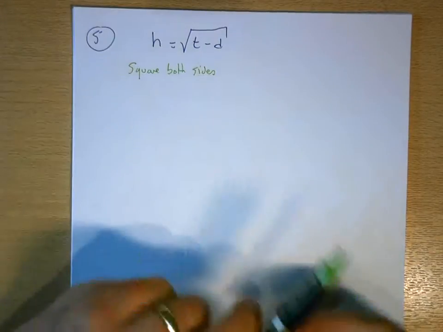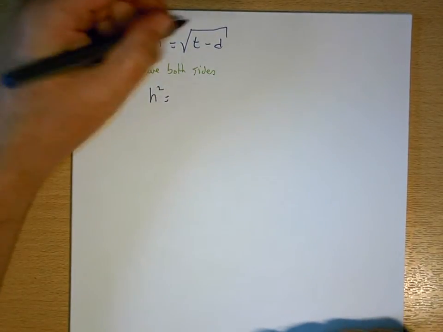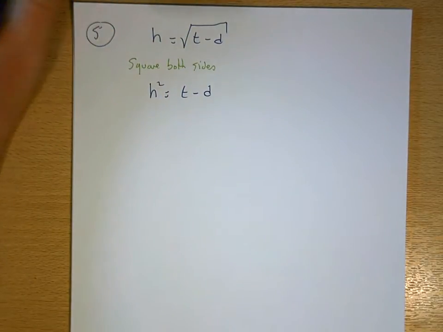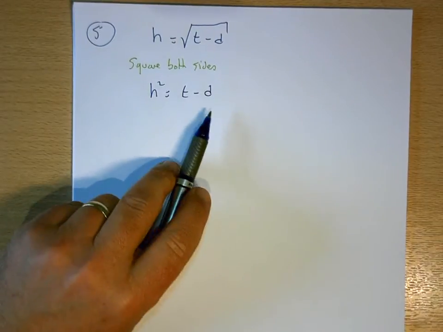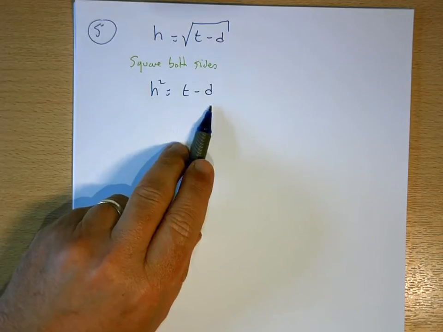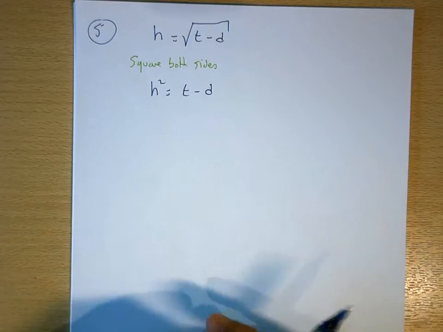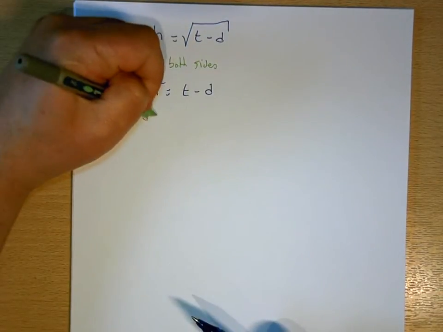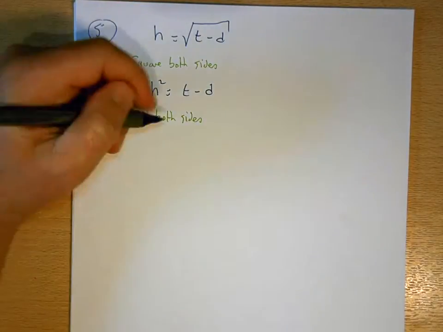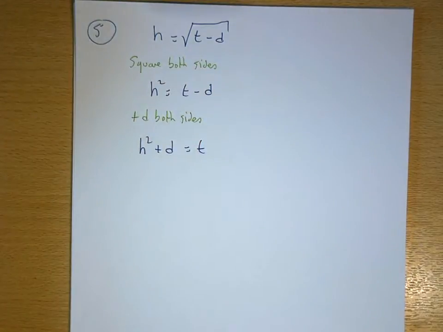So if I square h, I get h squared, and if I square that, it just leaves me the t take d. Same issue as with the previous questions. If I want to get d equals, it's negative on this side, so to make it positive, I'm going to add d to both sides. So I get h squared add d equals t.